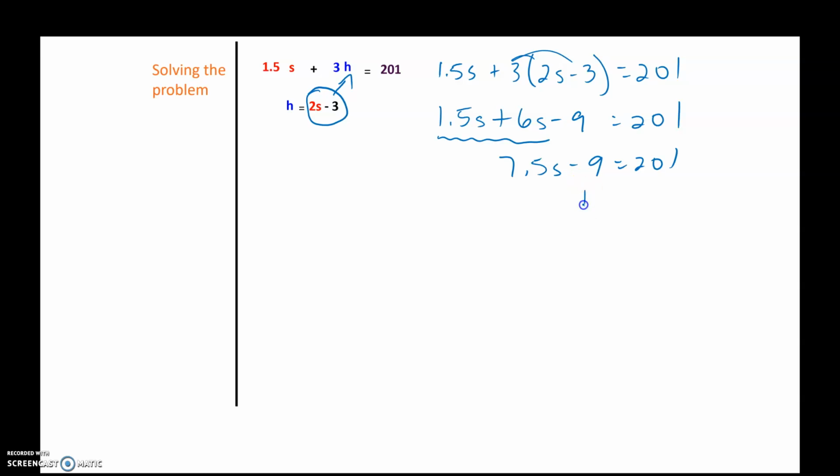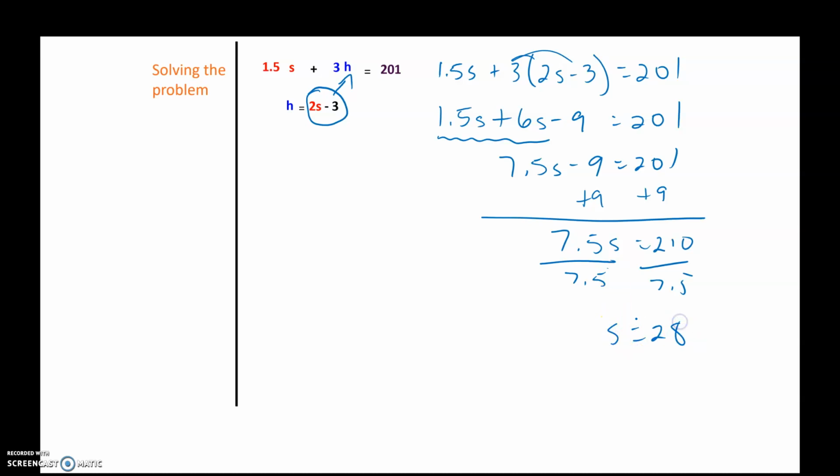Now we're going to add 9 to both sides to keep solving this down. 7.5s equals 210. And then we're going to divide by 7.5. Type that into my calculator real quick: 210 divided by 7.5. And I get 28. So they bought 28 sodas. Woo! Holy smokes, that's a lot of sodas.